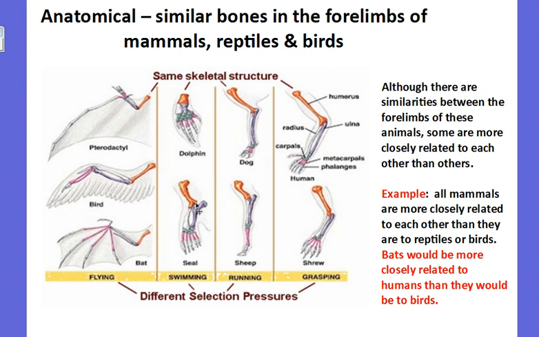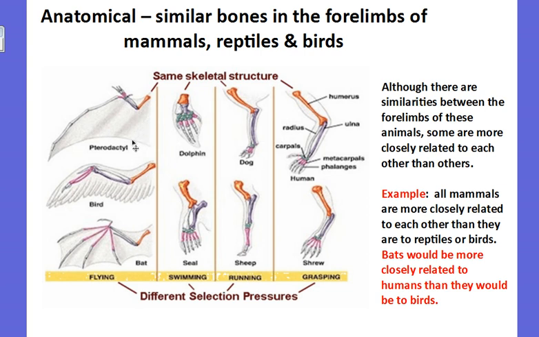So if you look at all of these organisms here, so bats, seals, dolphins, dogs, sheep, shrew, human, they're all mammals. And then we got birds and pterodactyls. Pterodactyls is an example of a dinosaur, so that would be a reptile.